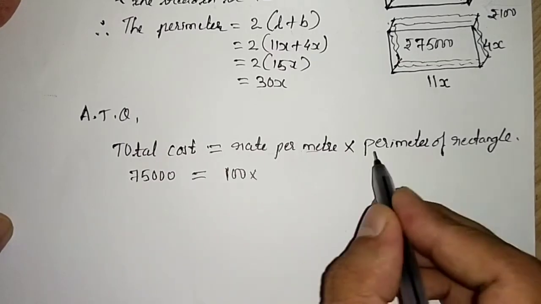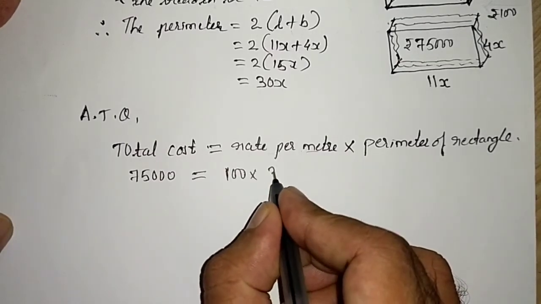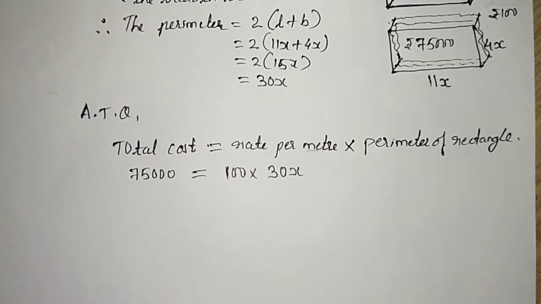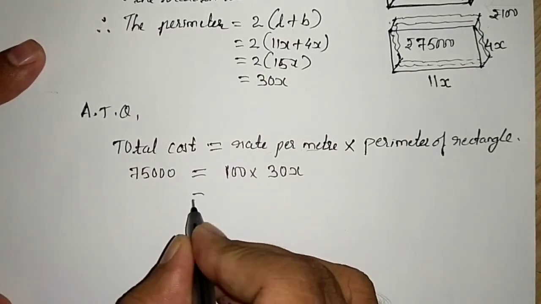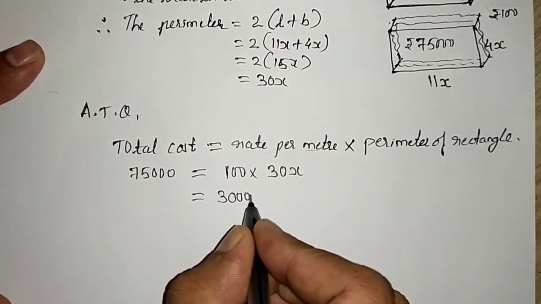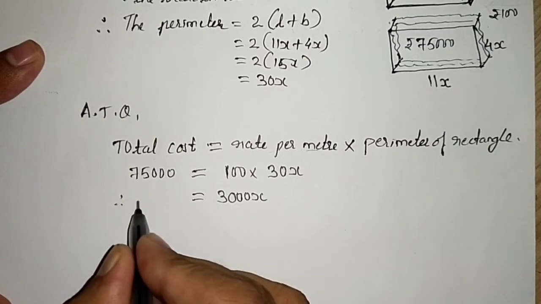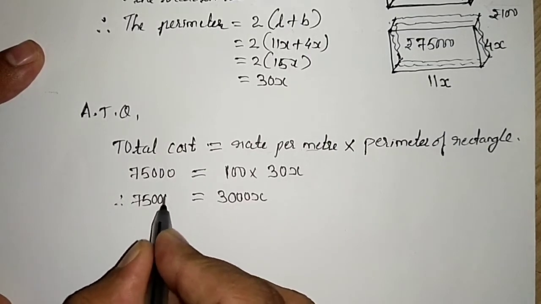And what is the perimeter? Perimeter is 30x. So it is very easy. Now we will multiply 100 with 30x. So we will get 3000x, and here 75,000 will remain as it is.